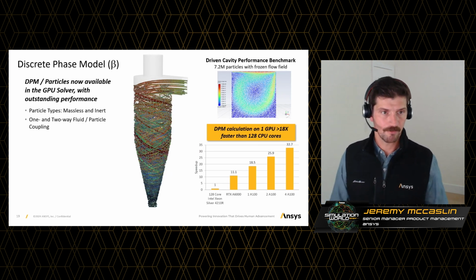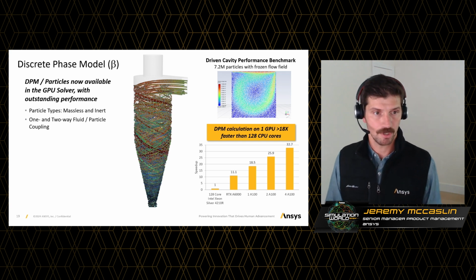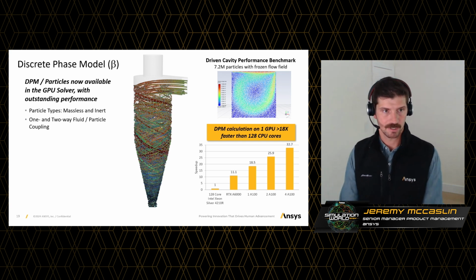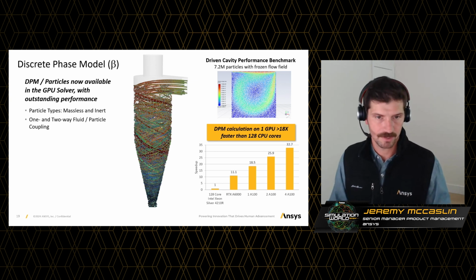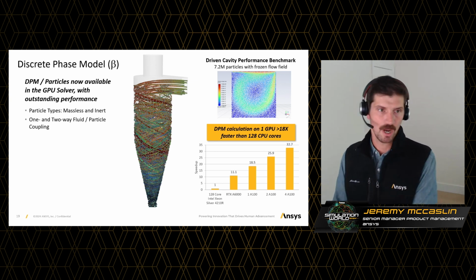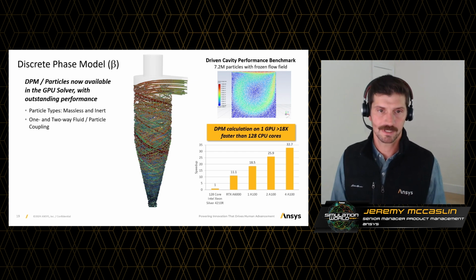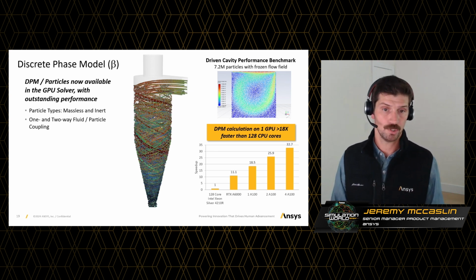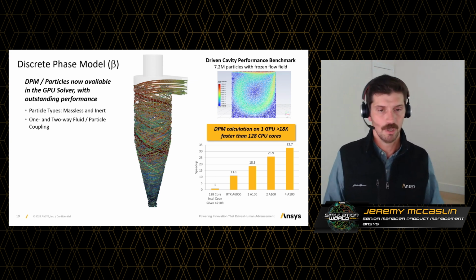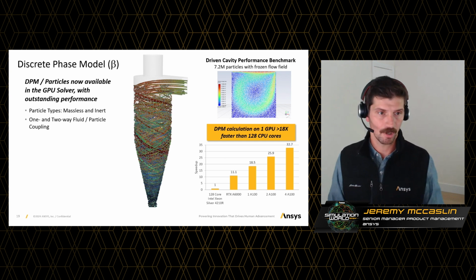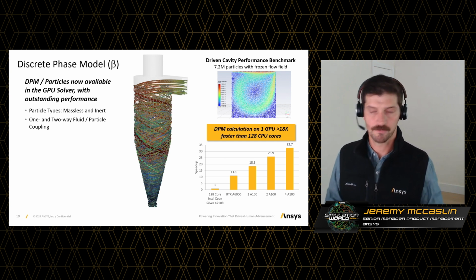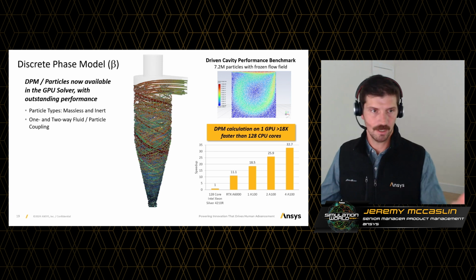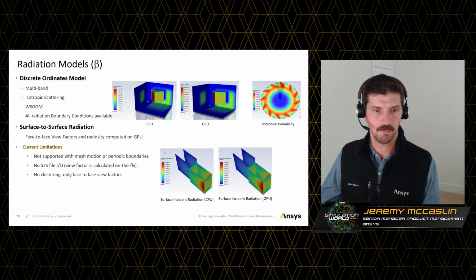Within the 24R1 release, we have beta support for Lagrangian particles as well. This is an important aspect to lots of different types of models where you want to combine Lagrangian particle tracking with the finite volume method. In this particular example, a 7 million cell lid-driven cavity, we saw the DPM calculation on one GPU run about 18 times faster than on 100 CPU cores. Right now we just have support for massless and inert particles and one- and two-way fluid flow coupling. We'll see in a later slide that more physics will be added to the DPM model.